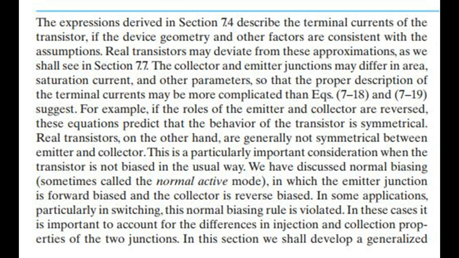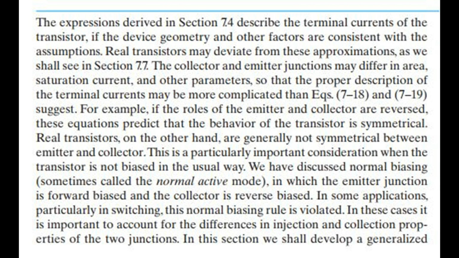For example, if the roles of the emitter and collector are reversed, these equations predict that the behavior of the transistor is symmetrical. Real transistors, on the other hand, are generally not symmetrical between emitter and collector. This is a particularly important consideration when the transistor is not biased in the usual way. We have discussed normal biasing, sometimes called the normal active mode, in which the emitter junction is forward biased and the collector is reverse biased. In some applications, particularly in switching, this normal biasing rule is violated. In these cases it is important to account for the differences in injection and collection properties of the two junctions.